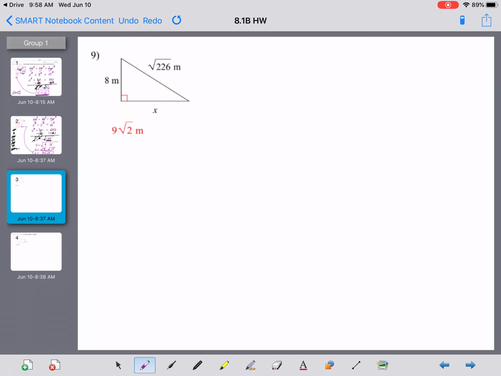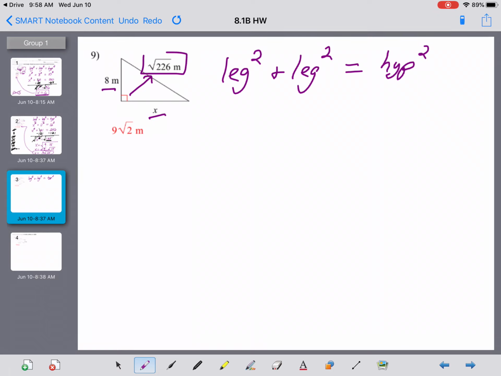So once again, right triangle, two sides are known. So we're going to write leg squared plus leg squared is equal to hypotenuse squared. Fill in what you know. Our legs are 8 and x. And the hypotenuse right over here is weird now. This number is presented to you with a radical as the square root of 226.